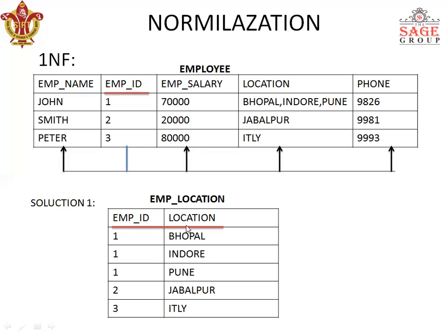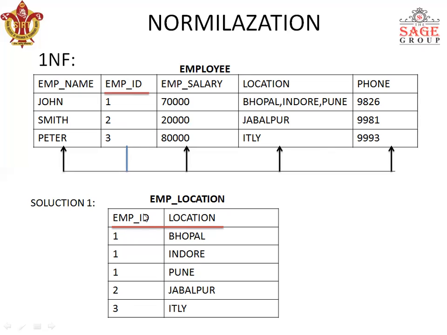So in that case, we have to create a super key with the combination of both employee ID and location. What we have seen is that we inserted a record with employee ID 1 and the location Bhopal. Then again, we inserted another row with employee ID 1 and the location Indore. And again, we took the same employee ID 1 with a Pune location, and then employee ID 2 and employee ID 3. So this is one of the solutions to break down this location into 3 rows.